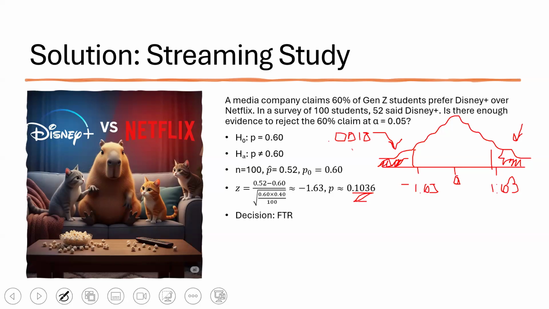Now, by the way, don't confuse this p for probability with the p for the population proportion.